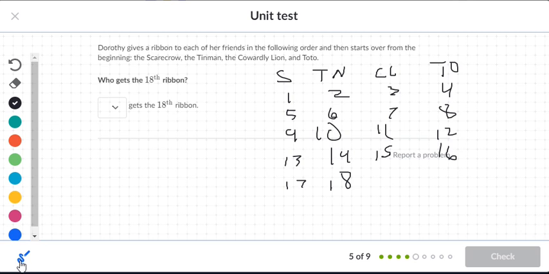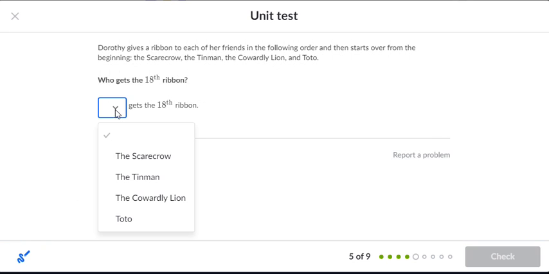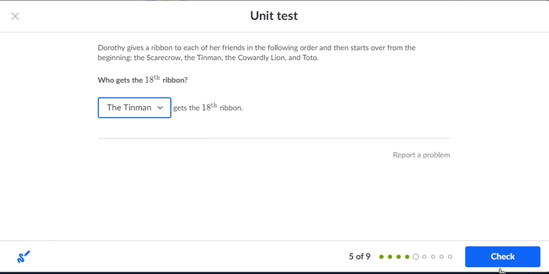So let's click on this. Let's cut this off here. And let's go to the Tin Man.